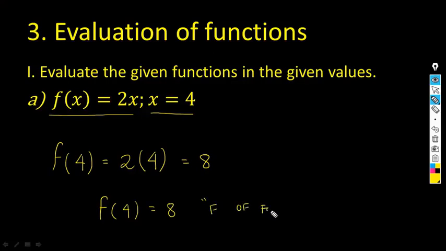f of 4 equals 8. I should have written the word. It doesn't matter. Okay, f of 4 equals 8. Repeat, f of 4 equals 8. And what I say is that I have evaluated the function f in the argument 4. And the result is the output 8. Okay, f of 4 equals 8.